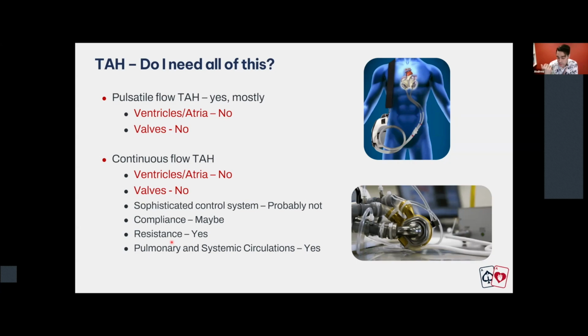So you probably won't need a sophisticated control system. You might need compliance. Keep in mind, compliance only affects the hemodynamics when there are positive and negative changes in flow over time. So for instance, if you speed up and slow down the pump, the compliance will affect what happens. If you're just letting the pump run at a constant speed, the compliance isn't going to make any difference. It's only for transient changes in blood flow. Resistance, you will absolutely need resistance in your mock loop, and you will absolutely need a pulmonary and systemic circulation, both of which you will probably want to be physical circuits.